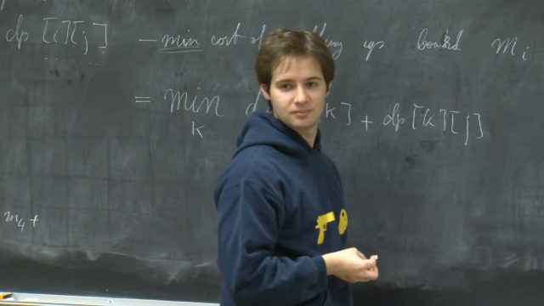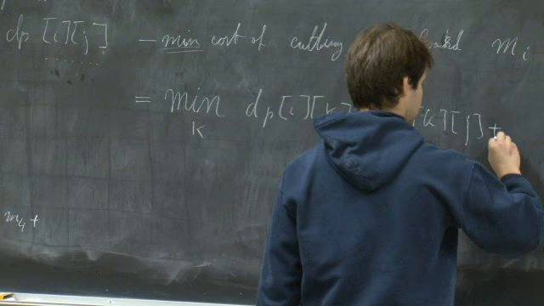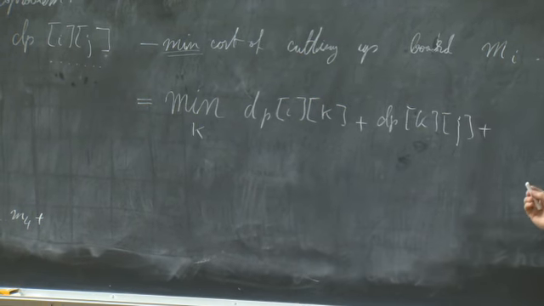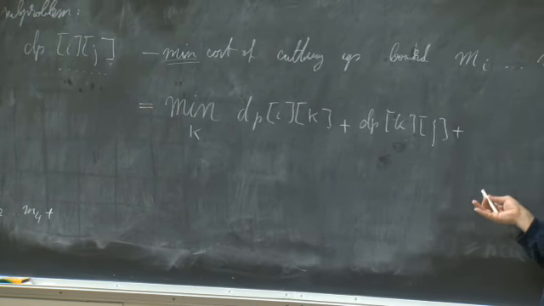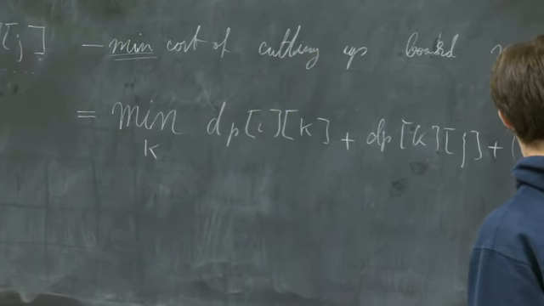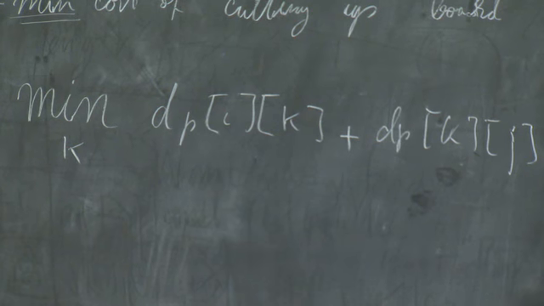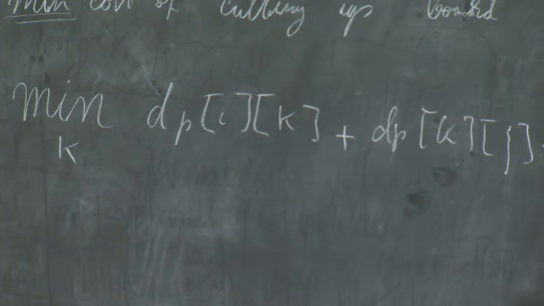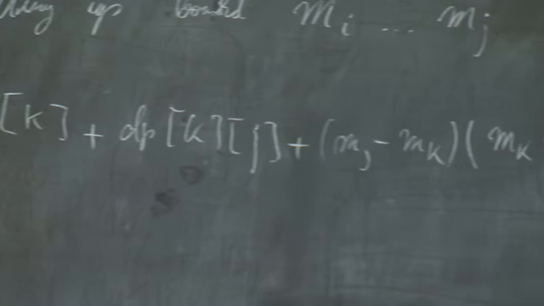And the cost of N of J minus N of K, N of K minus N of I times N of J minus N of K. Yeah, other way around, doesn't matter.